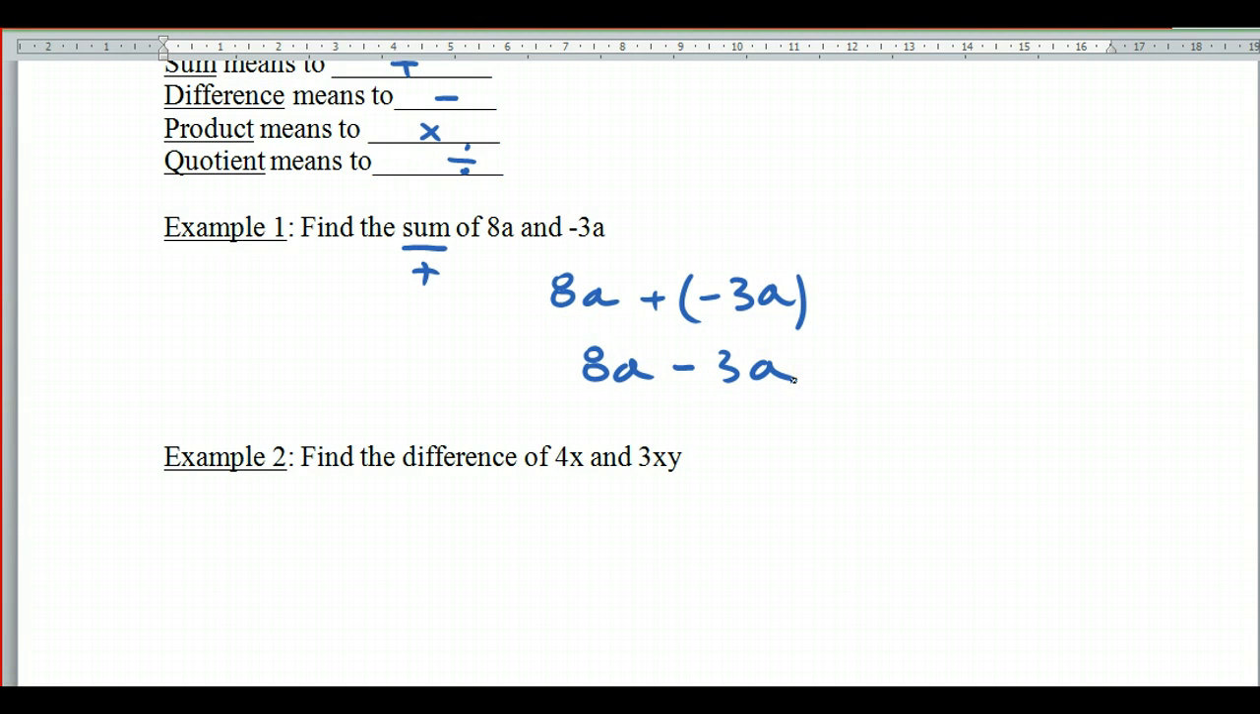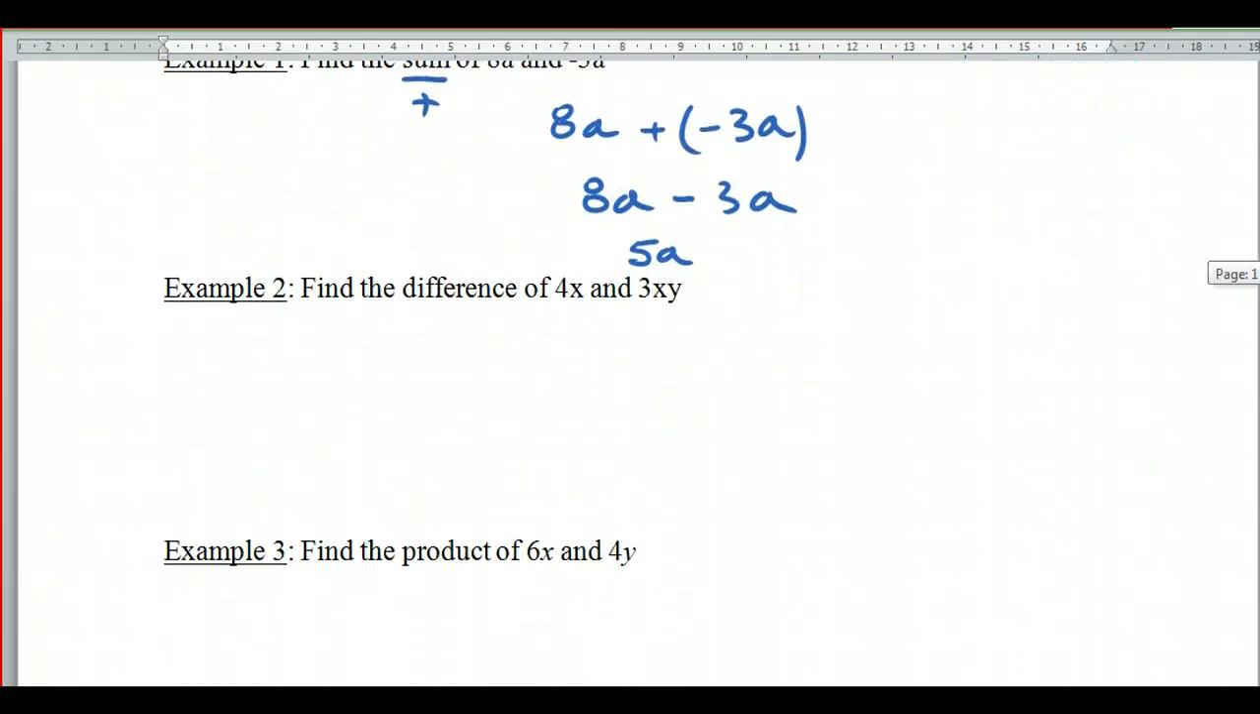The way I think of it is I always try to imagine some item or some object that a could be. In this case, a to me might be apples. Okay, and if I think of a as apples, then this question becomes a little bit easier. I can just say I have 8 apples, I subtract 3 apples, so I'm going to have 5 apples. Okay, so that's kind of a fun way of thinking when you're doing addition and subtraction and all your other operations with variables. Okay, let's do a few more.